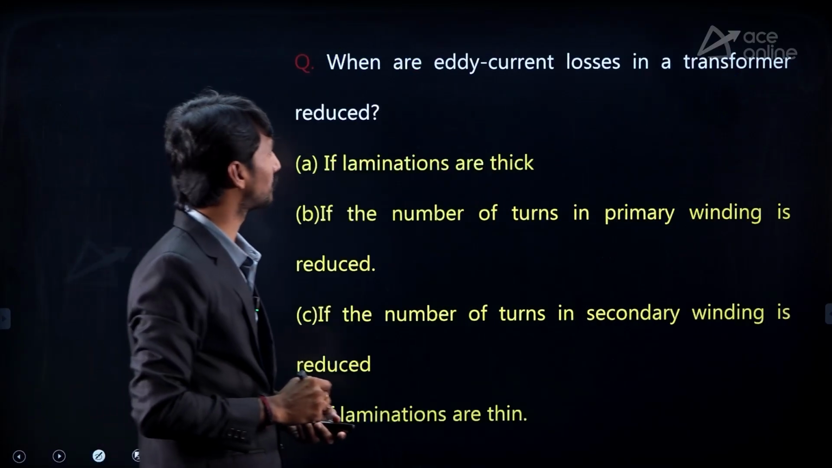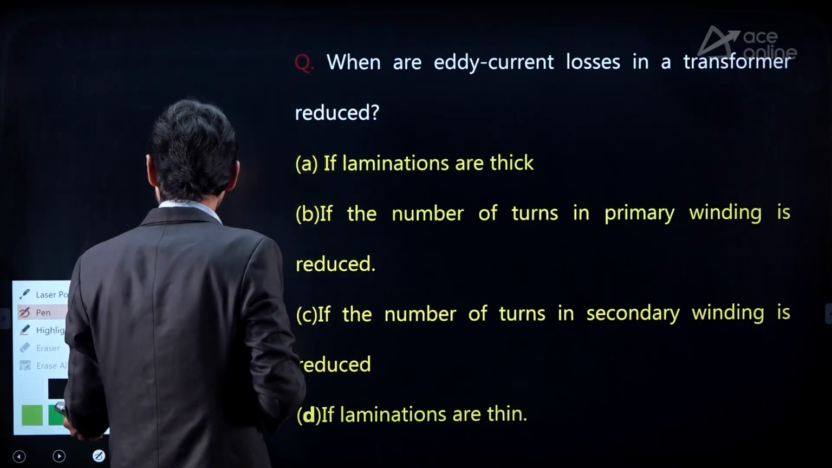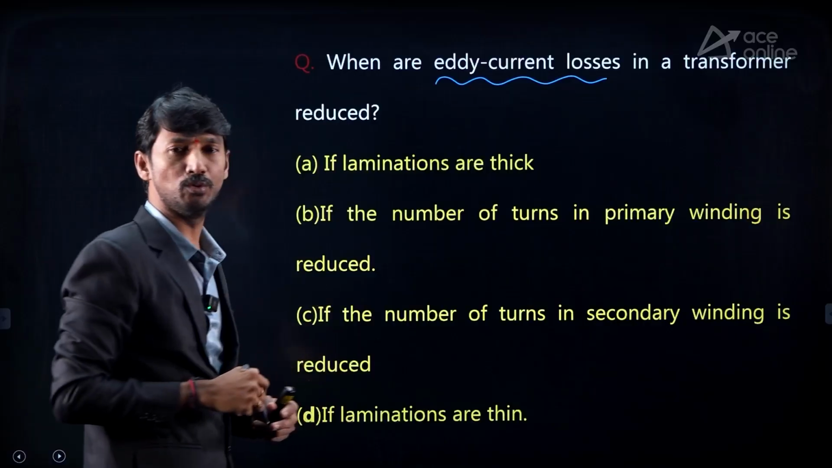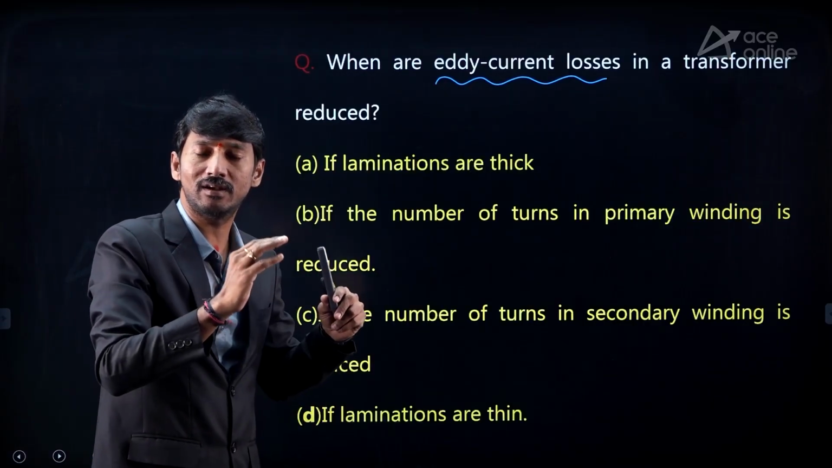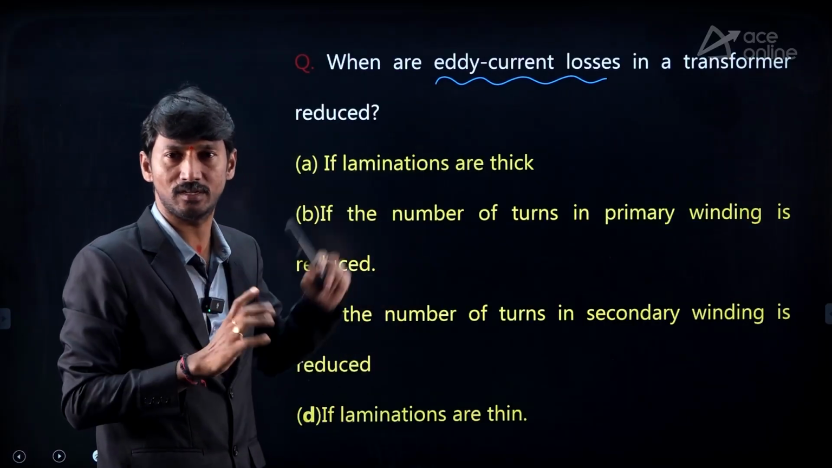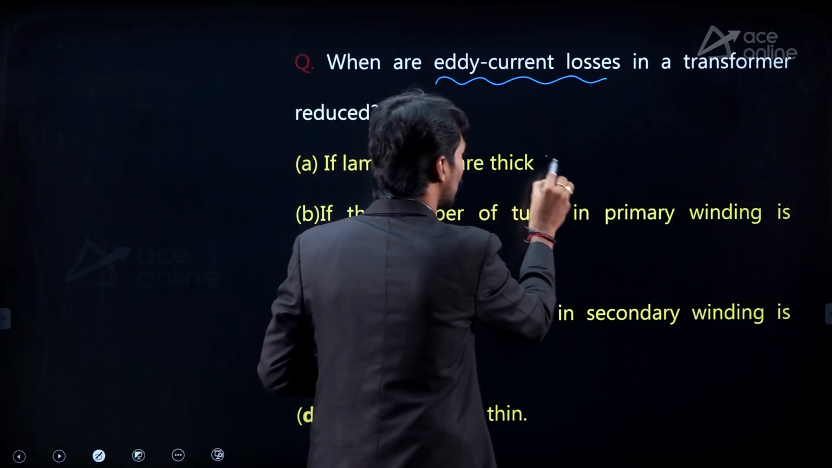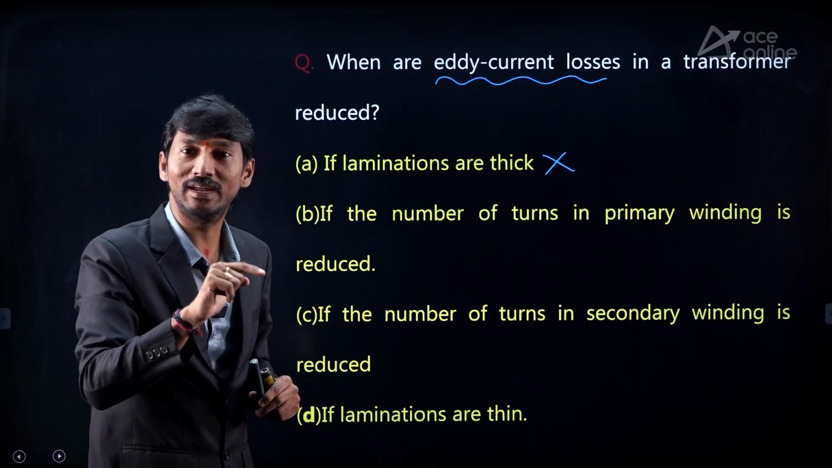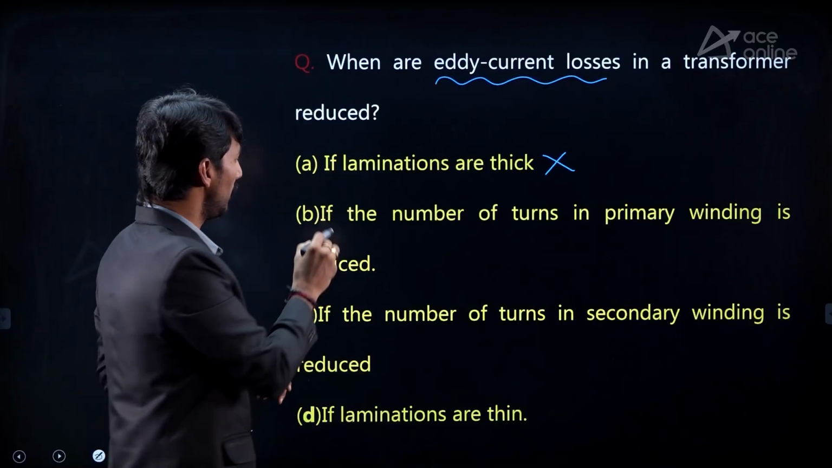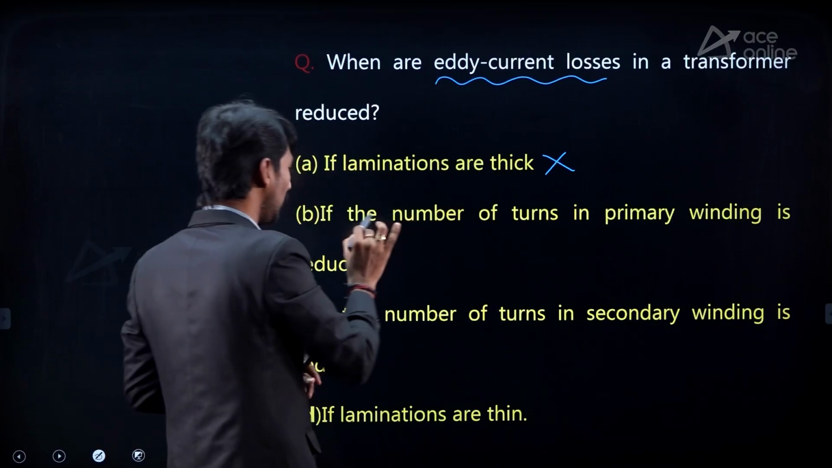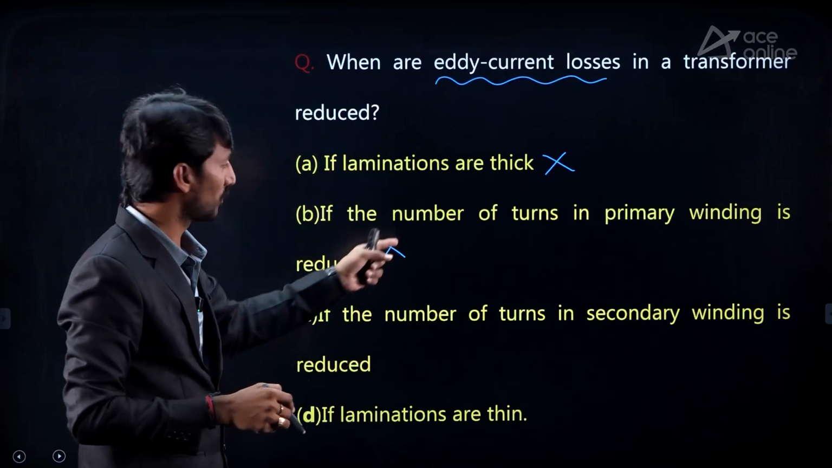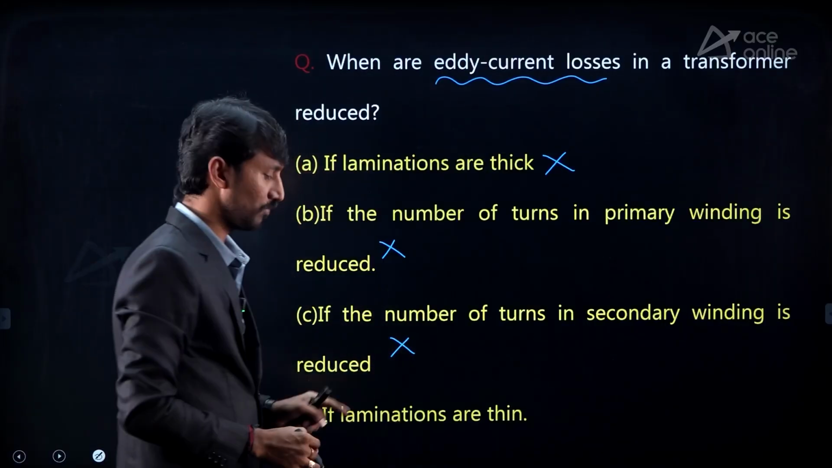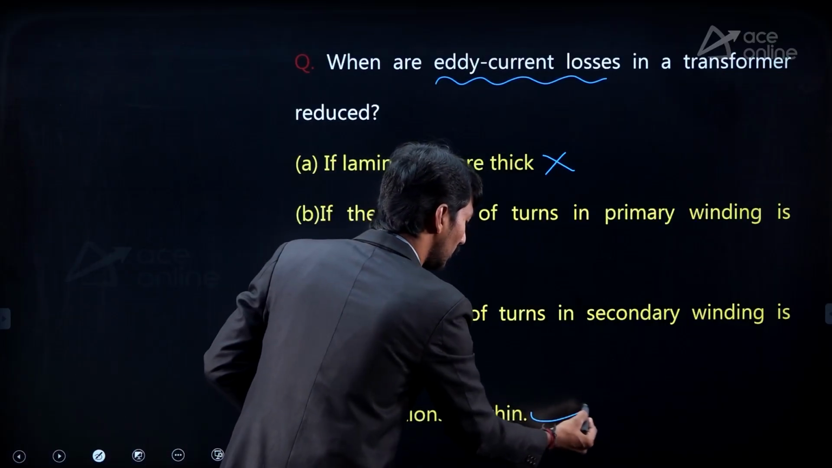Right? Next one. When are eddy current losses in a transformer reduced? Nothing but when do we have very, very less eddy current losses? That is what the question is. Laminations are thick? No. If laminations are thick, eddy currents will be more, thereby eddy current losses will be more. Wrong. If the number of turns in the primary winding is reduced, there is no relation with the number of turns to that point. Number of turns, it is also wrong. Now finally, if laminations are thin, yes.